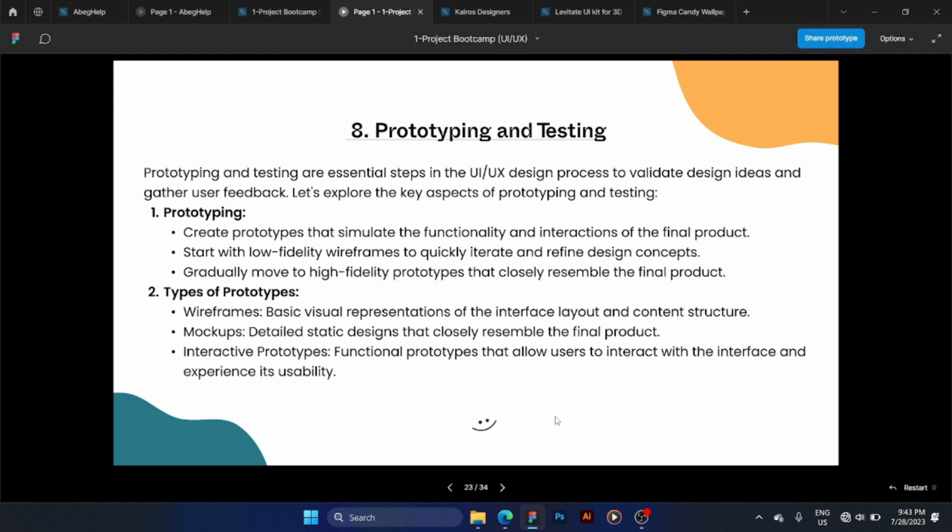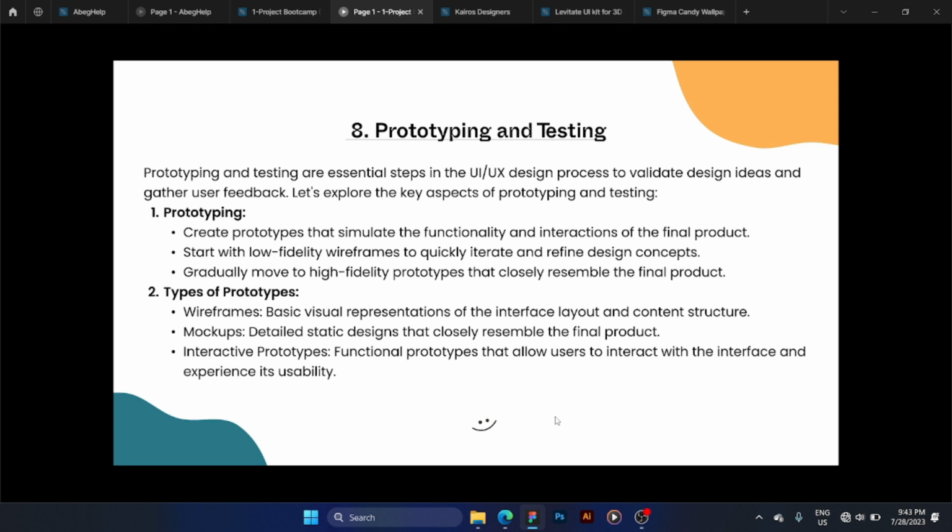Remember we talked about prototyping before and then we talked about testing, but let's look a little bit deeper into it. Under prototyping and testing, there are essential steps in the UI UX design process to validate design ideas and gather user feedback. Do you see it now? So with all of your design processes and all the things that you've practiced, you are trying to ensure that you test it before you put it live or on the marketplace. You need to test it, else you keep having the same errors over and over again.